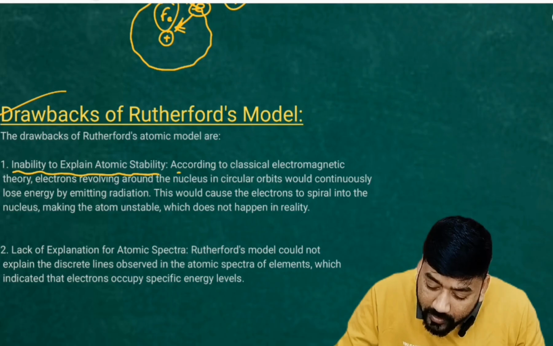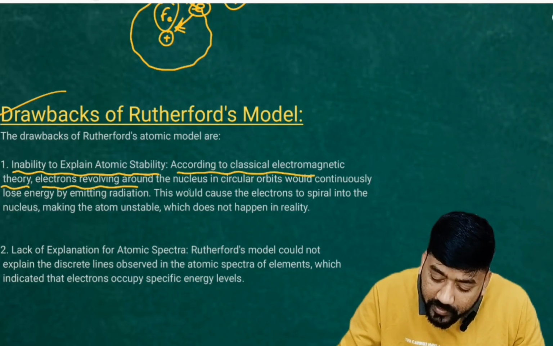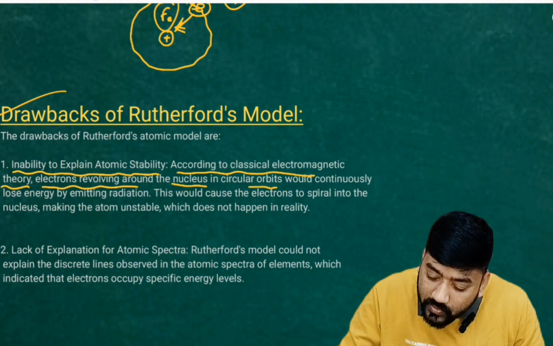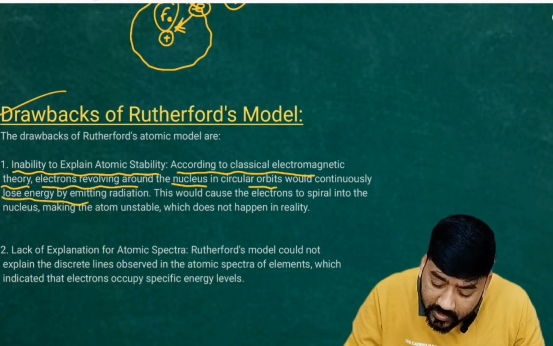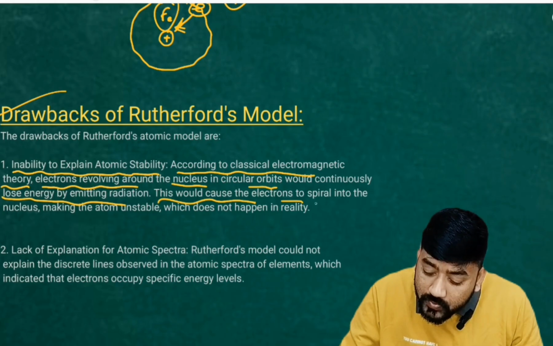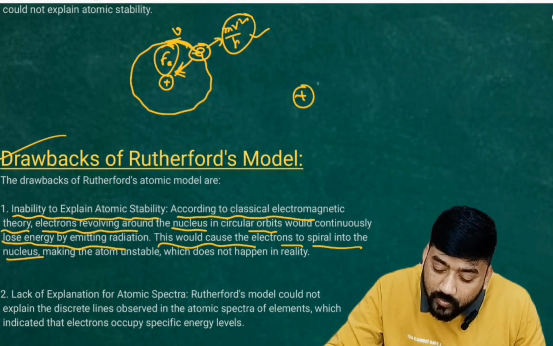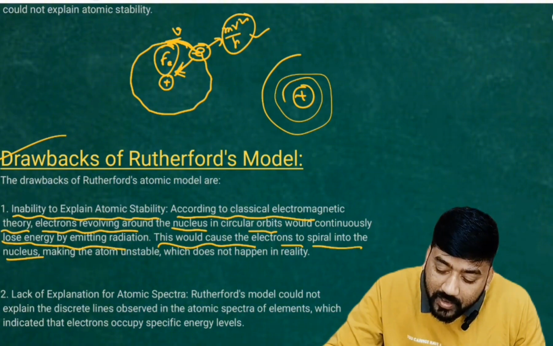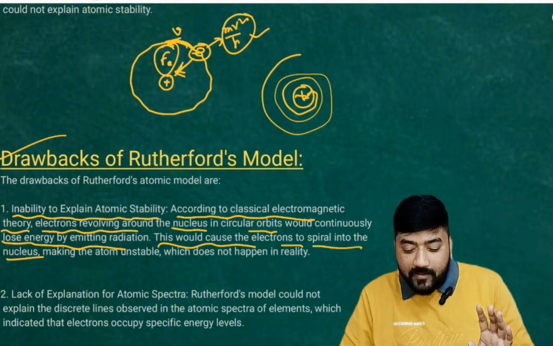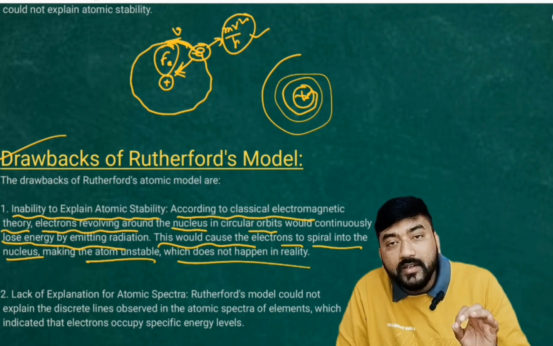That means according to classical electromagnetic theory, electrons revolving around the nucleus in circular orbits would continuously lose energy by emitting radiation. This would cause the electrons to spiral into the nucleus. इसका मतलब क्या है, ये जो इलेक्ट्रॉन्स जो घूम रहा था, ये ऐसे ऐसे स्पाइरल पाथ में आकर न्यूक्लियस में गिर जाएगा, making the atoms unstable, which does not happen in reality.